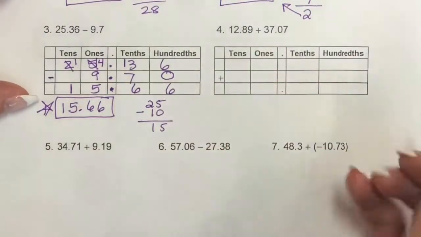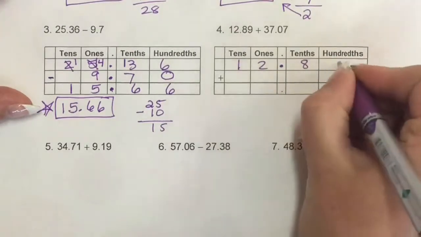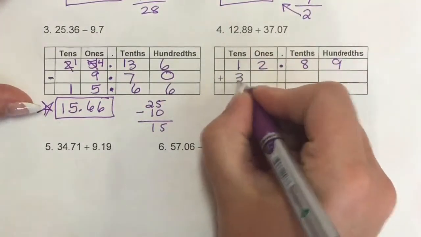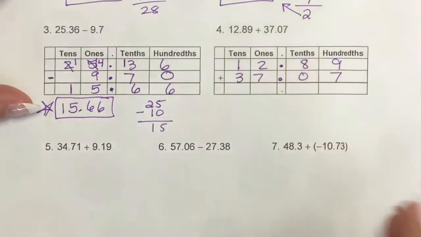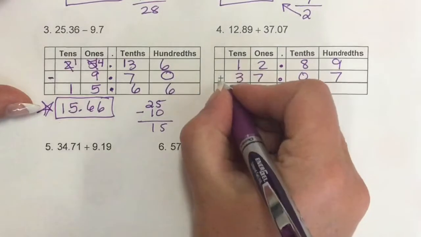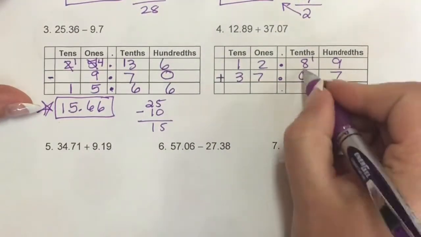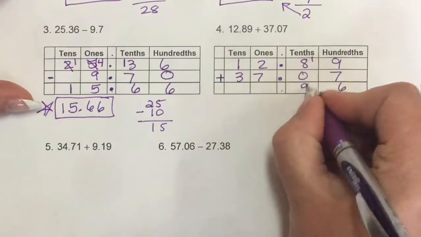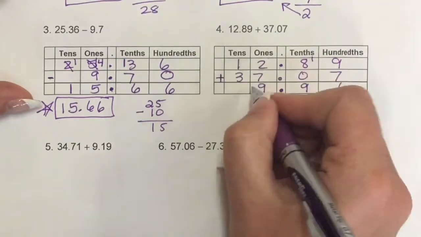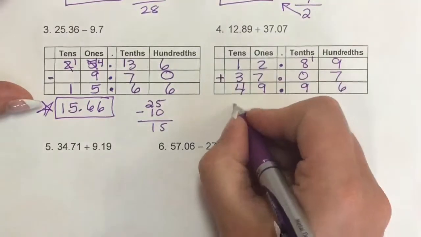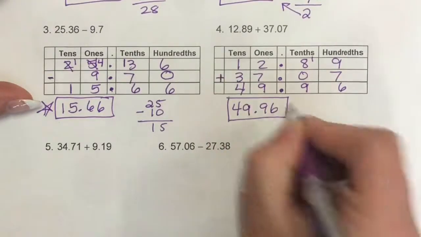Okay, on to number 4. We're adding. We're going to go ahead and line up the decimals. So 12.89 and 37.07. Decimals are all lined up. And now that we have them lined up, we're going to add. So 9 plus 7 is 16, right? The 6, carry the 1. 8 plus 0 is 8, plus 1 is 9. Drop that decimal down. 2 plus 7 is 9. 1 plus 3 is 4. And so our answer is 49.96. And let's go ahead and estimate to check.